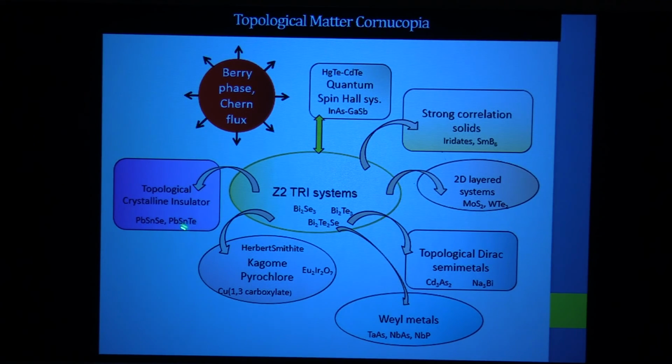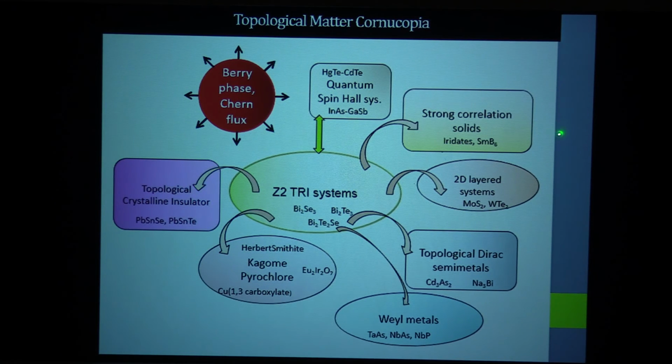The topological crystalline insulators, lead tin telluride and so on, that you heard about from Didier. Even in the insulating materials, pyrochlore spin liquid systems, again pyrochlore based on the iridates, and samarium hexaboride. These are perhaps strongly correlated versions of the bismuth systems. Related to the layered materials, molybdenum disulfide, tungsten telluride. So the talk today will be on the topological Dirac semimetals, and this will have relation to the Weyl metals that perhaps Zahid will talk about later.